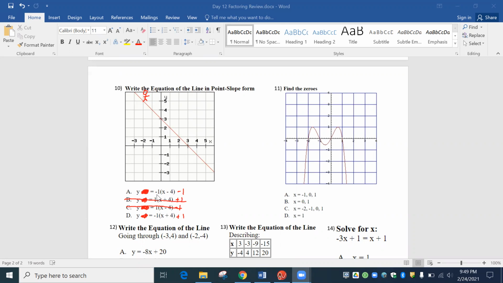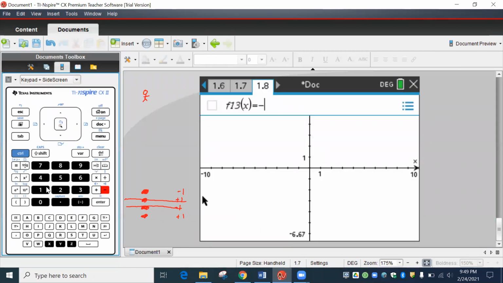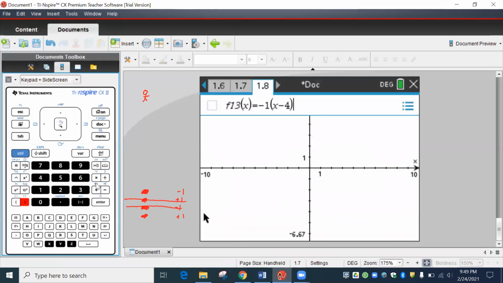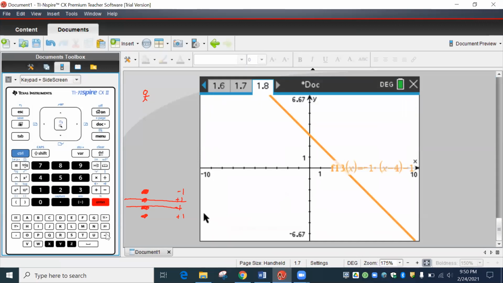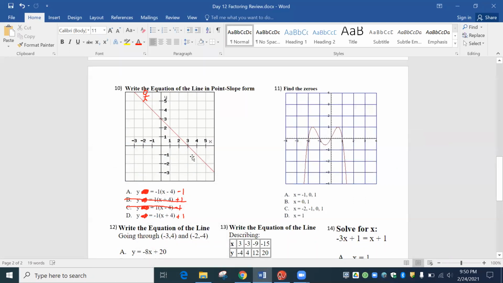So we're going to type in graphs, -1 parentheses x minus 4. Start a brand new one. So -1 parentheses x minus 4, close parentheses. And then at the end right there, -1. All right, we're going to hit enter. Hey, that looks pretty close right there. So 1, 2, 3, it's crossing the y-axis at 3. 1, 2, 3, it's crossing the x-axis at 3. Hey, I think this is our answer right there. That looks like that line right there. So the answer is A.